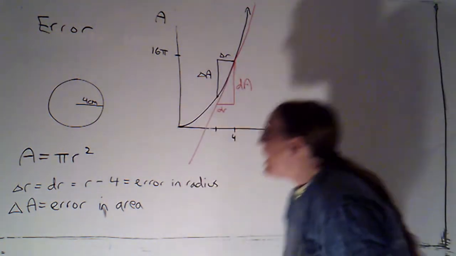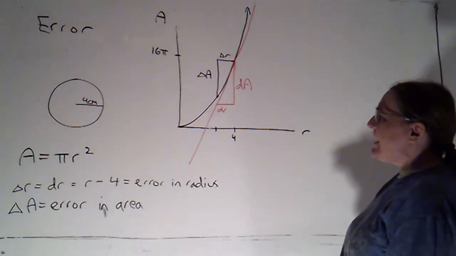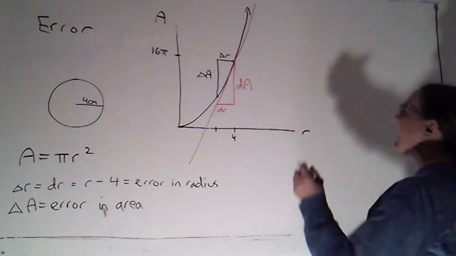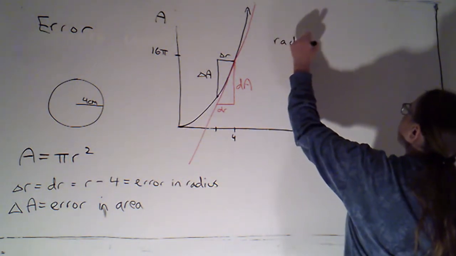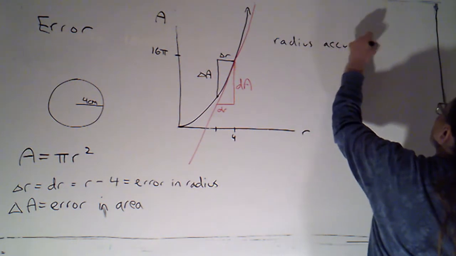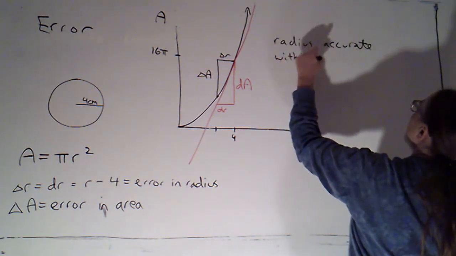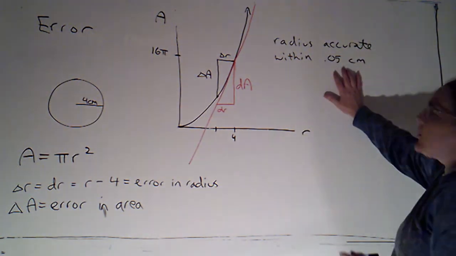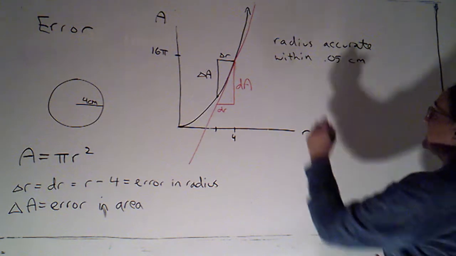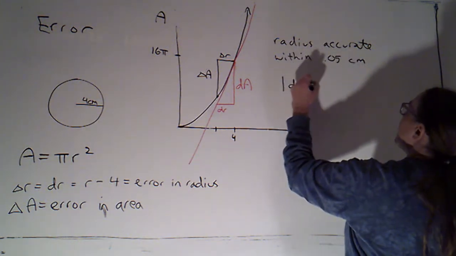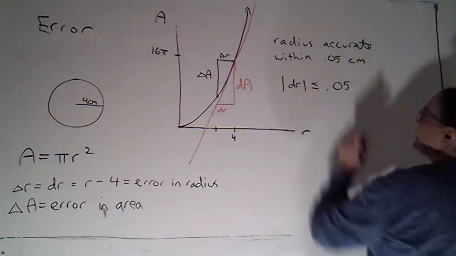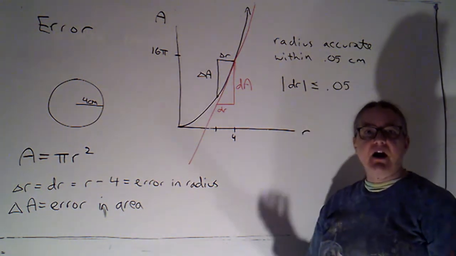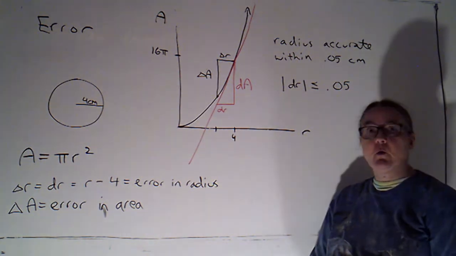Let's just suppose that they're fairly confident that they can measure the radius accurate within, let's say, 0.05 centimeters. Really, the way that we ought to write that is that the absolute value of dr would be less than or equal to 0.05. Because remember, error and differentials are signed quantities. They can be positive or negative because you can measure something too big or too small.